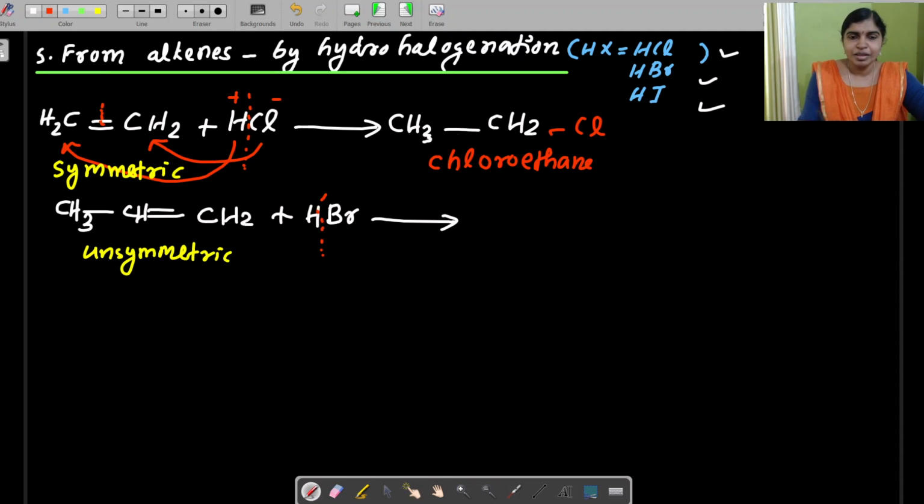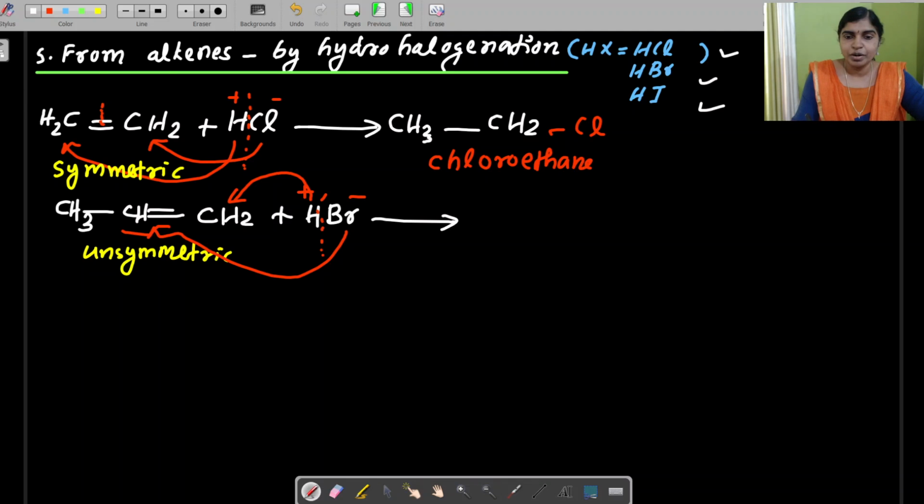So what is the rule? If there is a negative part here, this is the positive part. According to the rule, the negative part of the addendum is added to the carbon with the lesser number of hydrogens. Where is the lesser number of hydrogens? Here. The negative part is added to the carbon with the lesser number of hydrogens and the positive part to the carbon with the higher number of hydrogens. Okay. And what about the product here?